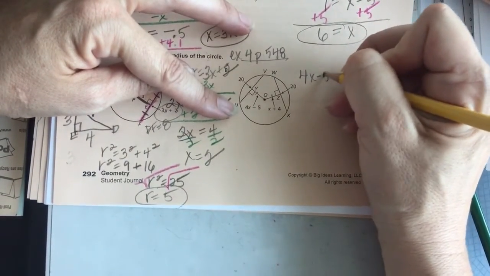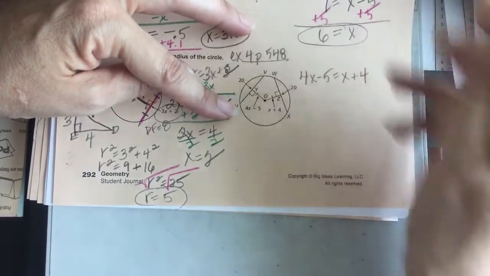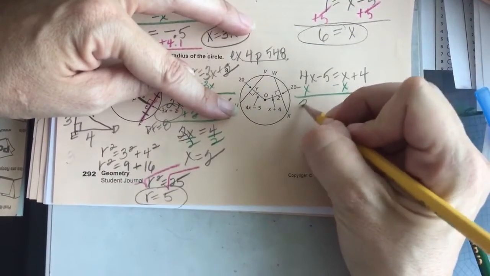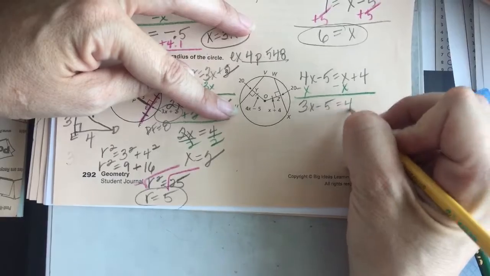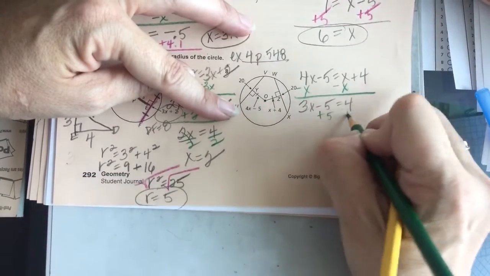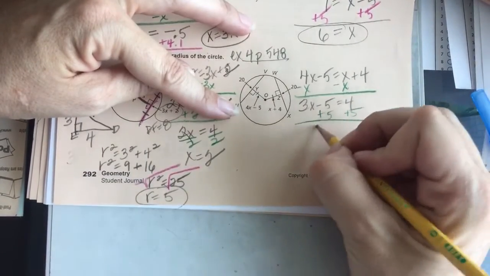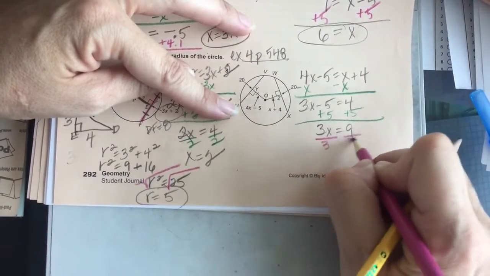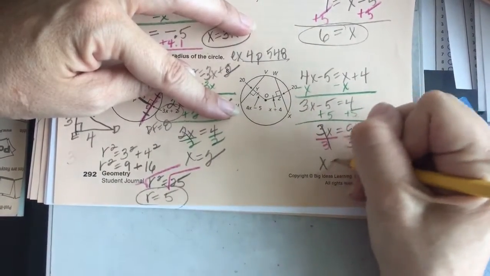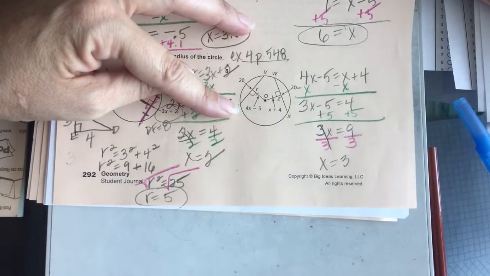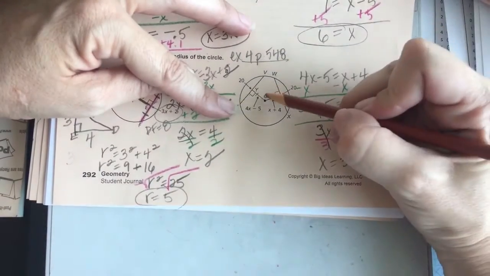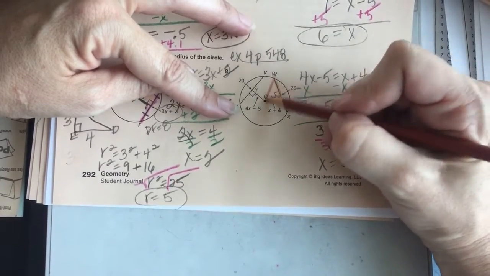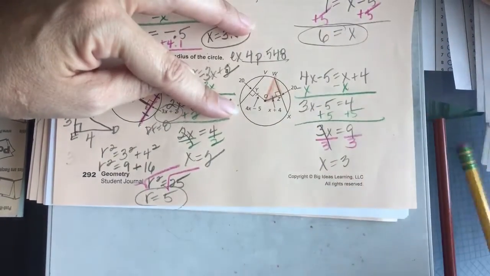So 4x minus 5 equals x plus 4. If I take x away from both sides, 3x minus 5 equals 4. If I add 5 to both sides, 3x equals 9. Finish by dividing by 3 on both sides. x is equal to 3. Now let me go and shade a triangle. I'm going to shade the right triangle O, W, Z.